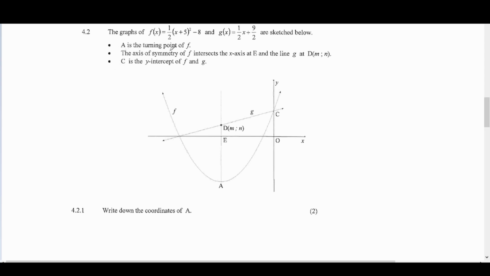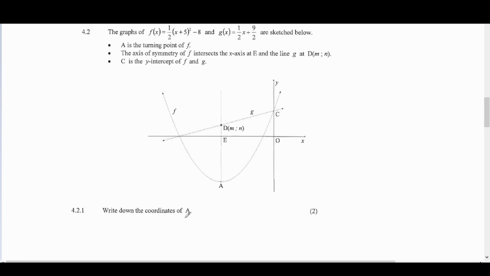It says A is the turning point of f. Okay, it's over there. And the axis of symmetry of f intersects the axis at point E, and the line g at D, which is M and N. So just that line over there. And then they say C is the y-intercept of f and g. So these graphs intercept at the y-intercept. It's good to know.